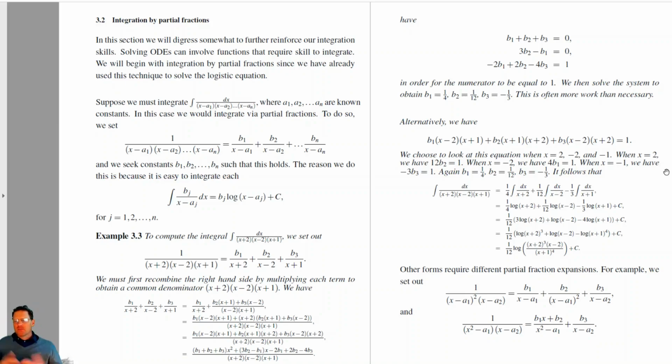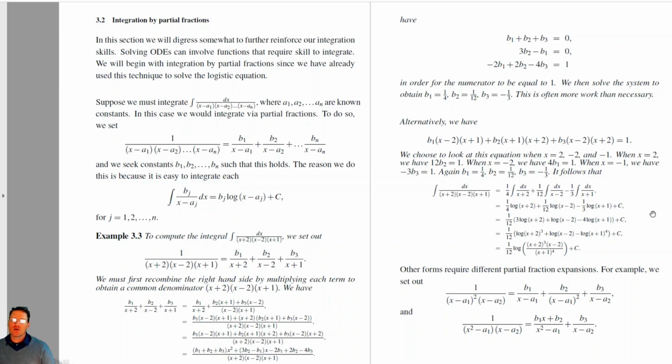So this gives us a means of breaking up that integral as a sum of 3 little ones. Okay, so we have (1/4) dx over x + 2, plus (1/12) dx over x - 2, minus (1/3) dx over x + 1, which we can just integrate and put 1/4 log of x + 2 plus 1/12 log of x - 2 minus 1/3 log of x + 1 plus our constant of integration.